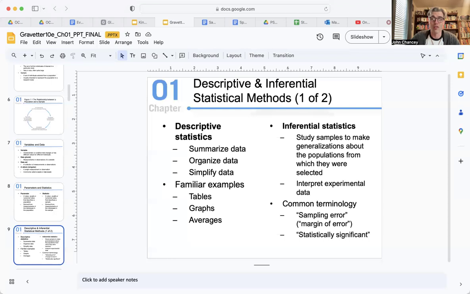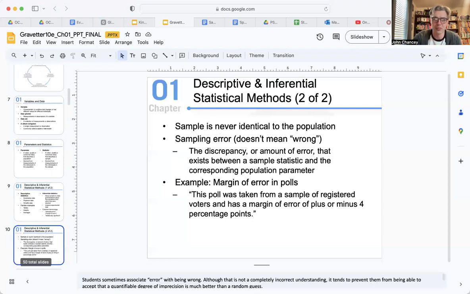Sampling error or margin of error just refers to the difference between our sample and our population. And I think we're even going to cover that on the next slide. Yeah, exactly. So when we talk about a sample, our sample can be really close to our population, but in theory and in practice, it's never identical to the population. There's going to be some inherent error built in, but that's not a value judgment about error. It just means there's a discrepancy between our sample statistic and our population parameter.